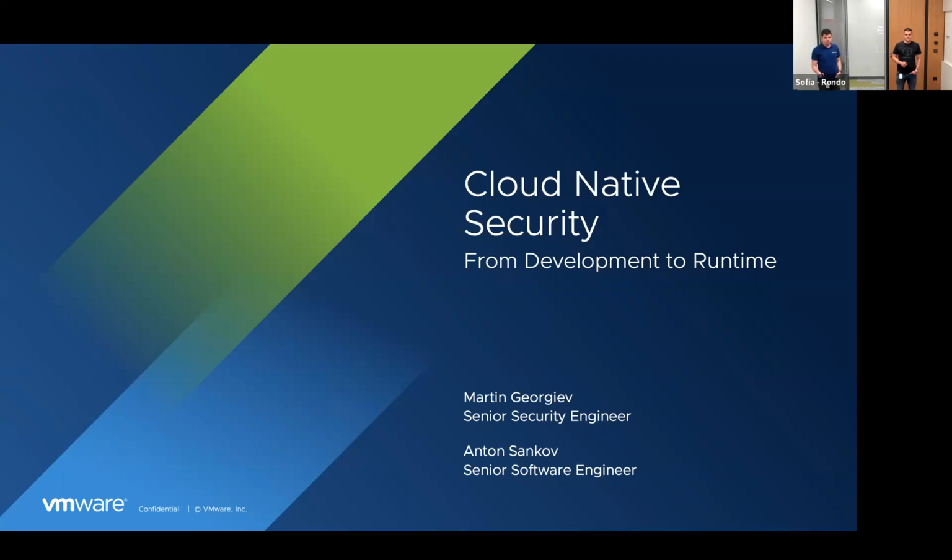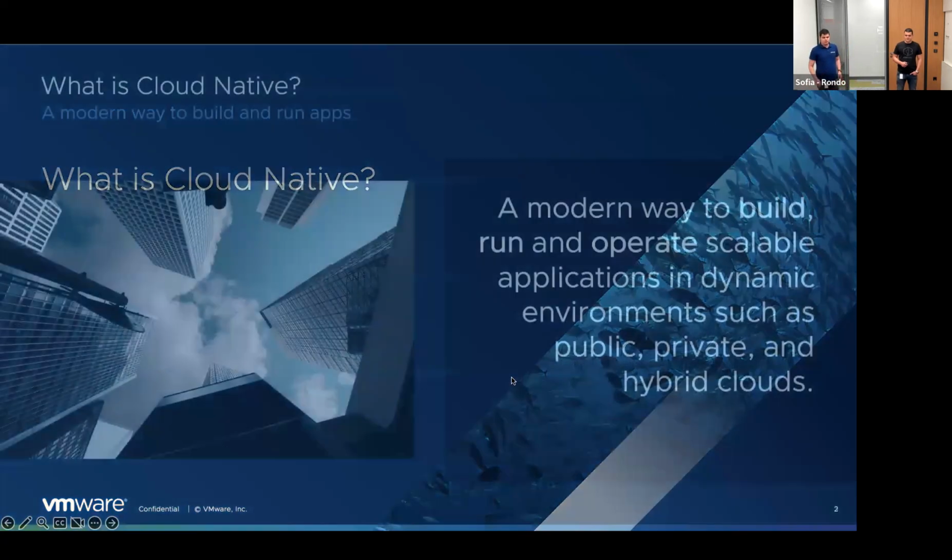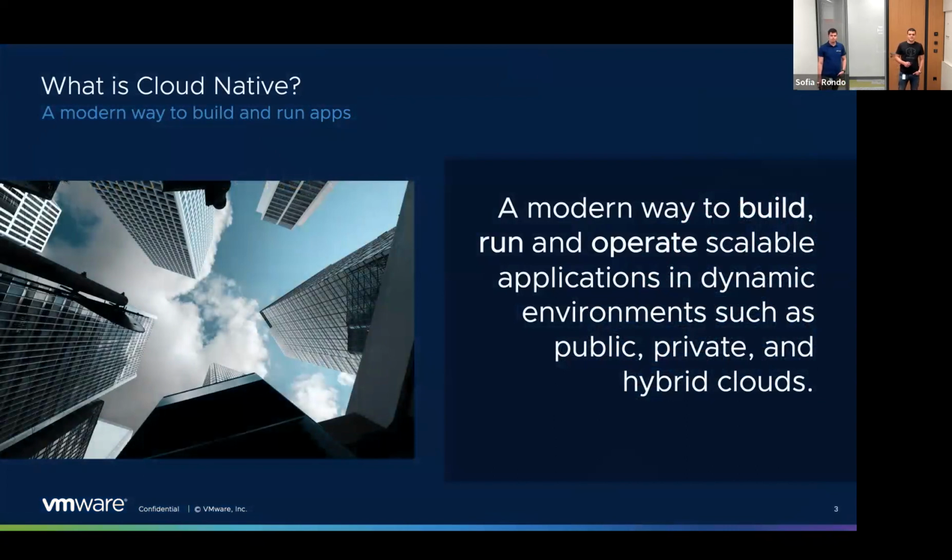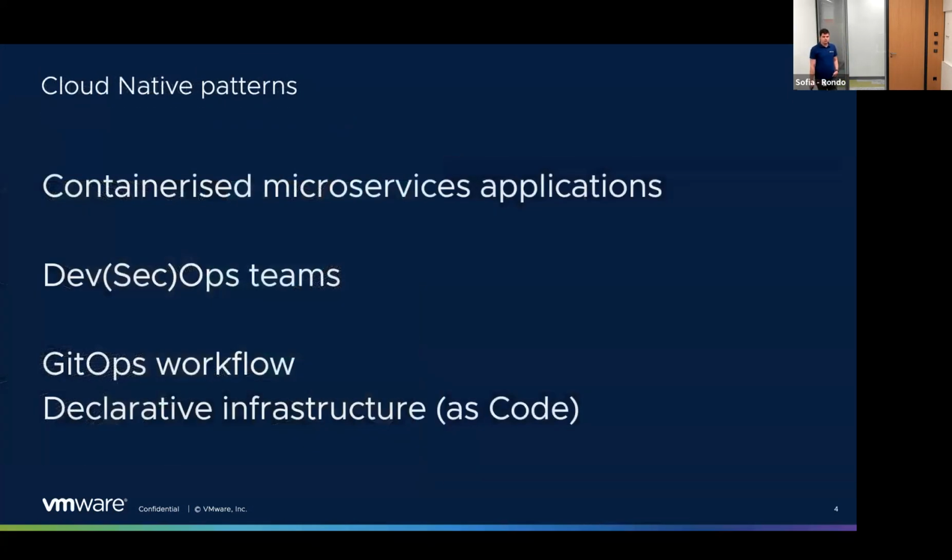But first of all, let's talk about what is cloud native. Cloud native is a set of practices to run, build, and operate applications in public, private, and hybrid clouds. So different companies might approach this in different ways, but when we are talking about cloud native, a few patterns come to mind. That is running multiple microservices that run in containers, working in DevSecOps teams, and using GitOps workflow to manage the declarative infrastructure as code. So let's say a few words about these patterns.